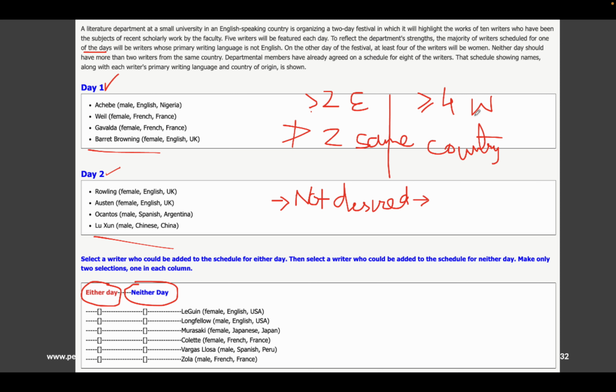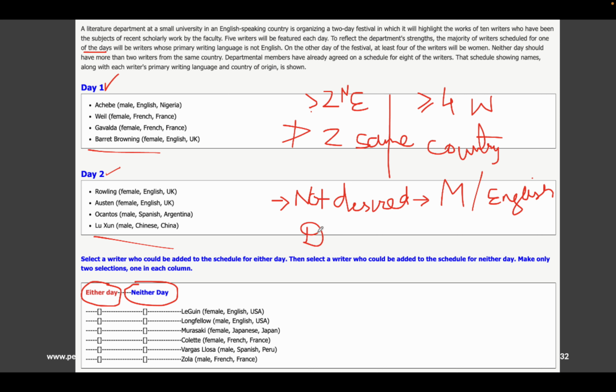And of course, I've put up all the pieces of information here. The group which is not desired is male and people who speak English. These are the people who are not desired. Why? Because at least two non-English speakers should be there, and there should be at least 4 women. So that means the most non-desired group is going to be someone who's male and someone who's English.